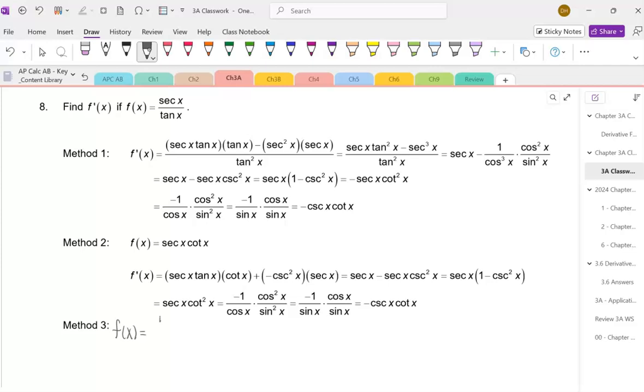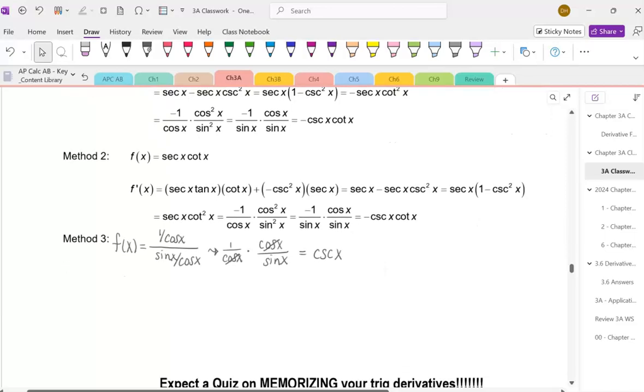So secant is really 1 over cosine x, and then divided by tangent, which is sine x over cosine x. Use your fraction rules. We've got 1 over cosine x times, flip the denominator, cosine x over sine x. I can cancel out my cosines. 1 over sine is just cosecant x. So f of x is really just cosecant x.